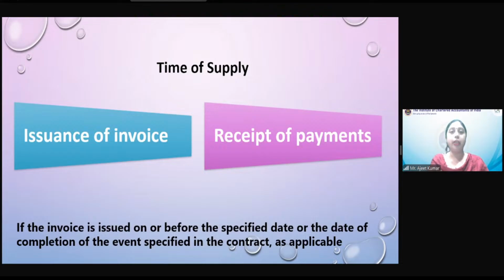After 25% payment will become due, then after 50% payment will become due. So those events will become your milestone, and before completion of those events or till the date of completion of those events, you have to issue the invoice. So you have to check either of these two events, what your contract says. But if your invoice is issued within that time limit, which your section 31 provides or which we had just discussed, in that case, the time of supply will be issuance of invoice or receipt of payment, whichever is earlier.